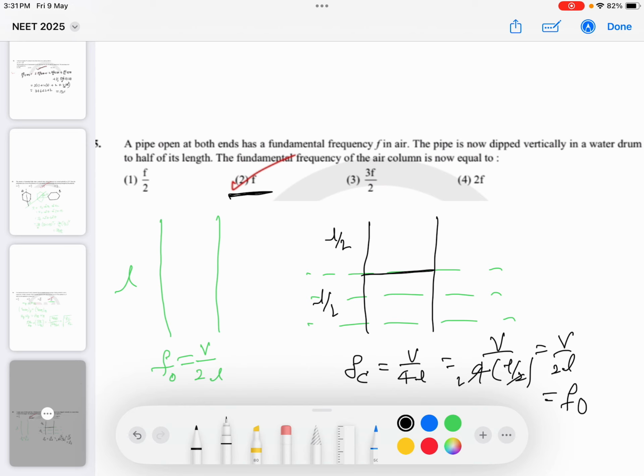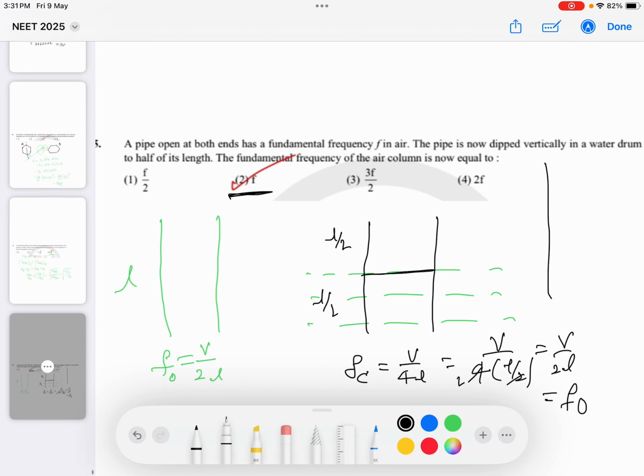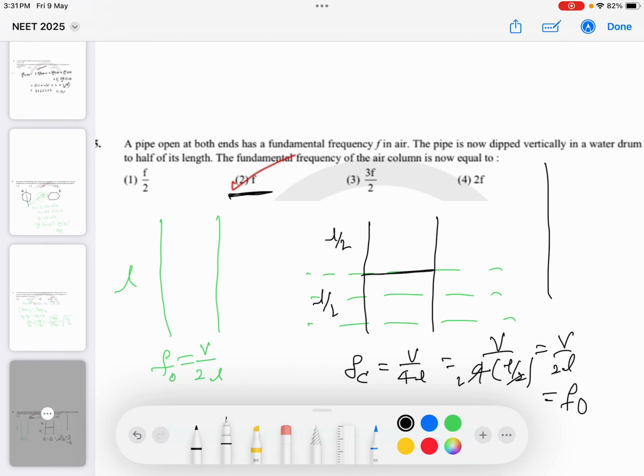So these are the 45 questions existing in the NEET 2025 paper. From the physics point of view, this is not a difficult paper, which is a moderate to easy paper.